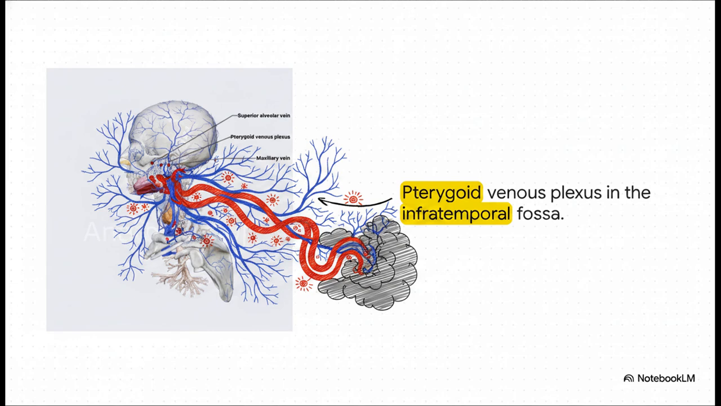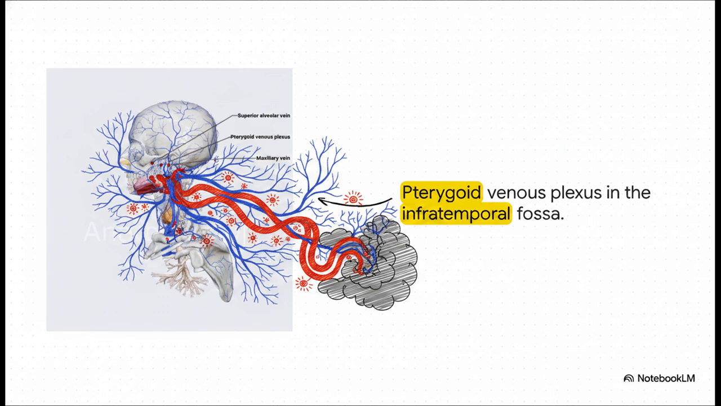A truly fascinating and honestly critical structure right here is the pterygoid venous plexus. Tucked away in the infratemporal fossa, this huge network of veins sits right between the temporalis and the medial and lateral pterygoid muscles. It forms these comprehensive, widespread connections with the surrounding facial veins.